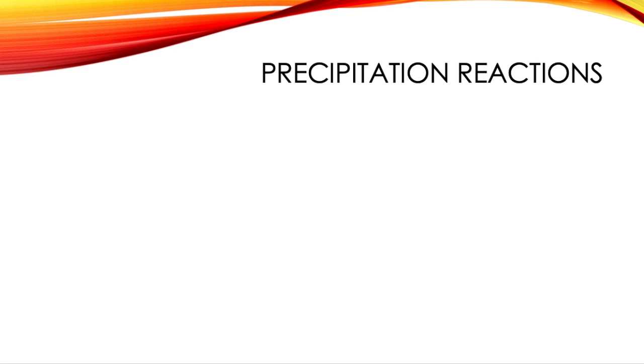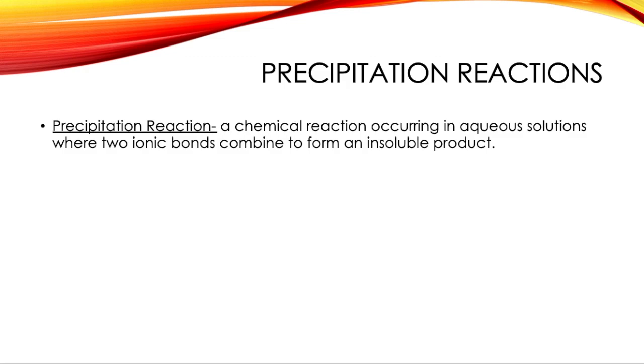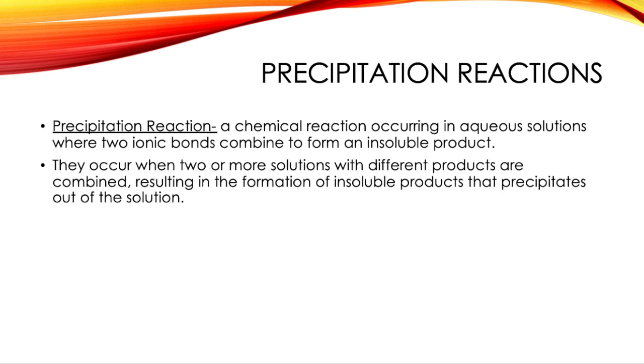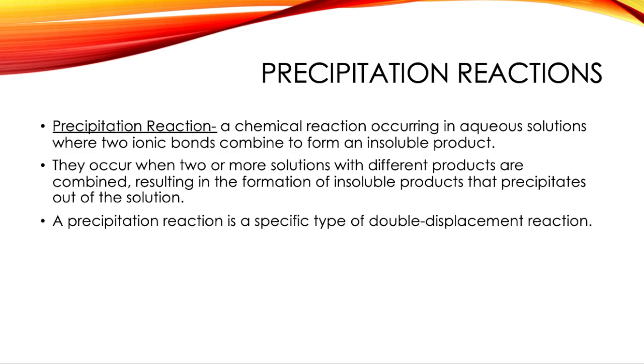A precipitation reaction is a chemical reaction occurring in an aqueous solution where two ionic compounds combine to form an insoluble product. They occur when two or more solutions with different products are combined, resulting in the formation of insoluble products that precipitate out of the solution. A precipitation reaction is a specific type of double replacement reaction.